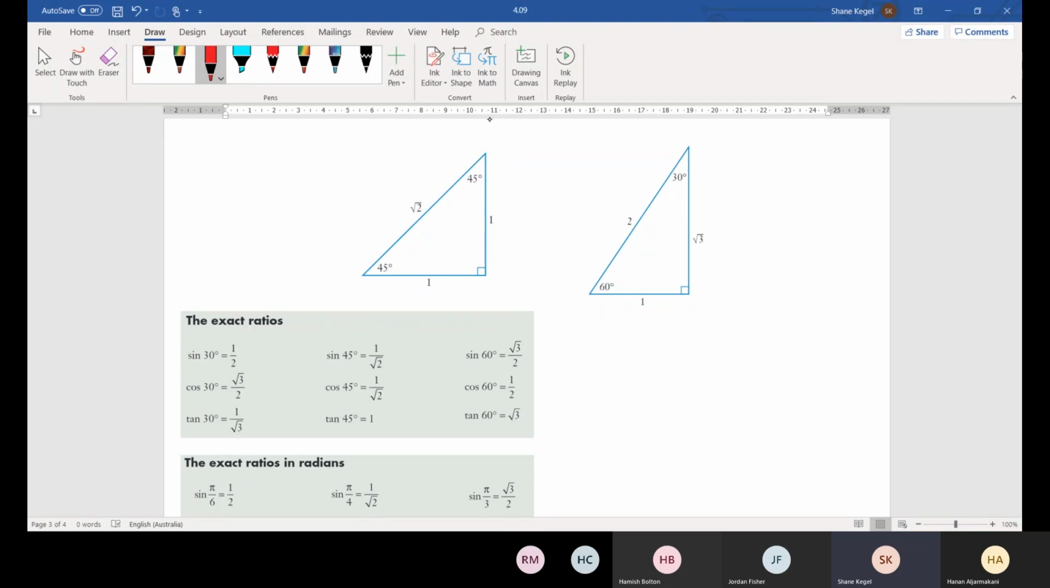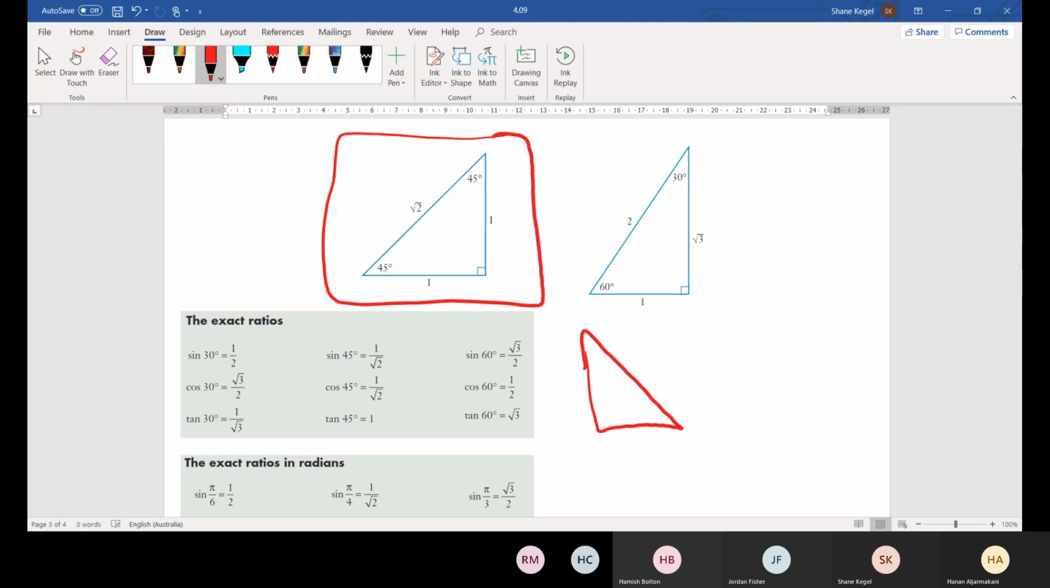So as you can see, let's focus on this triangle first. Okay, this is a right angled triangle with shorter side lengths of 1. So all I've done here is 45 degrees.